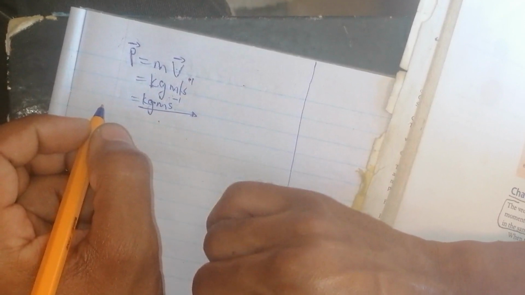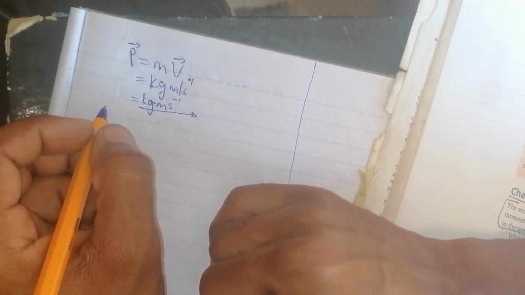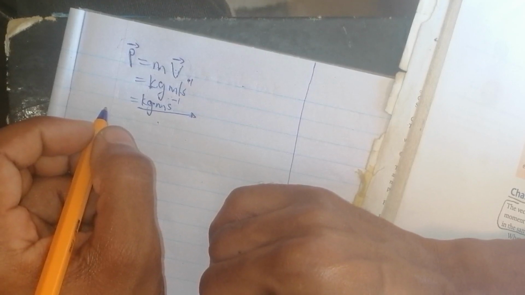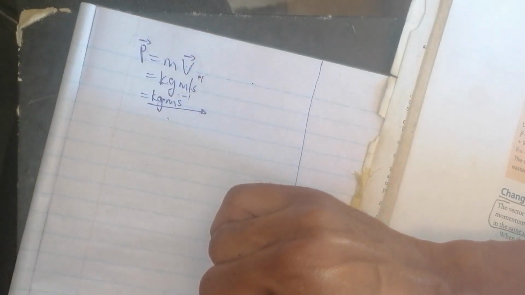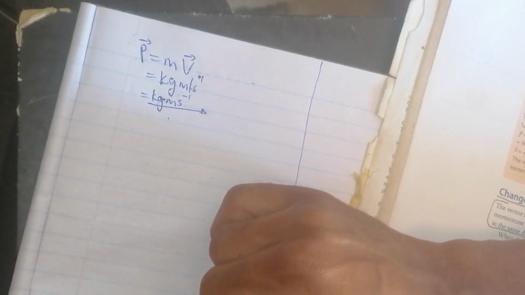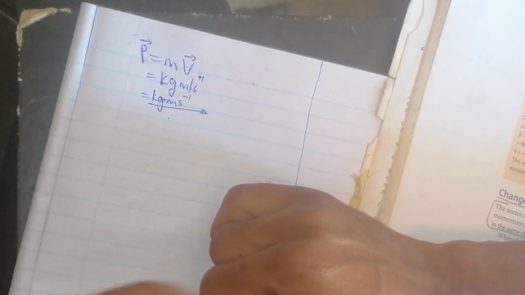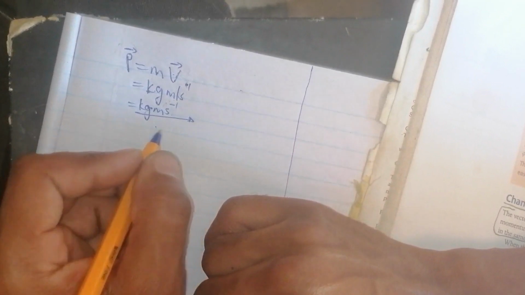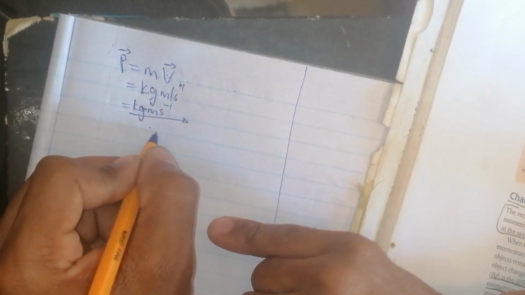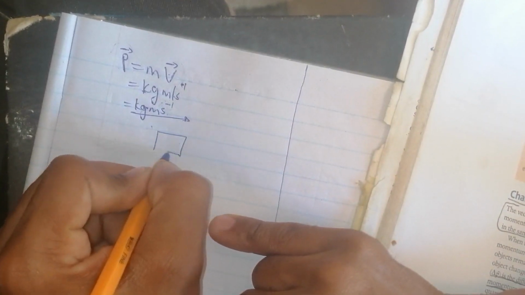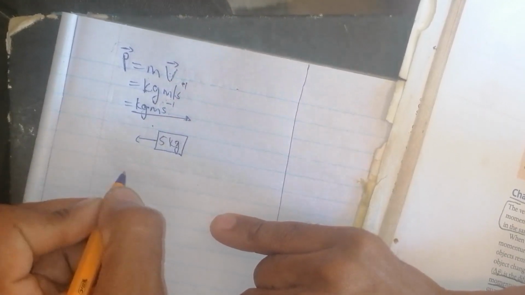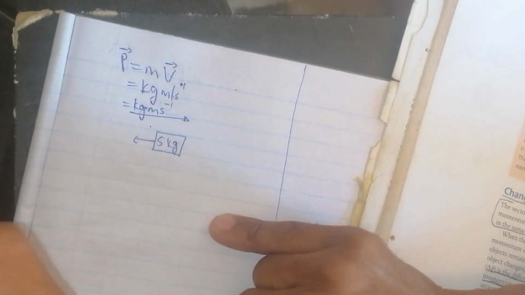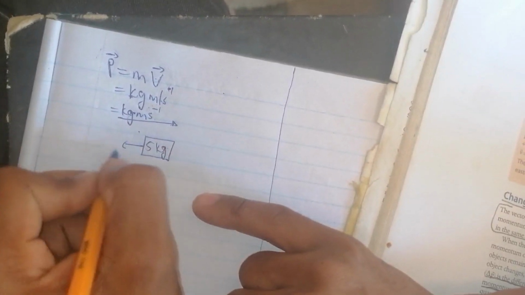They say a 5 kilogram block is moving in a straight line at 2 meters per second towards the left. Determine the momentum of the box. So everything that occupies space and has a velocity, we can calculate the momentum of that object. So let us try to draw the situation. So we have a box of 5 kilogram. It is moving to the left. It is heading to the left.